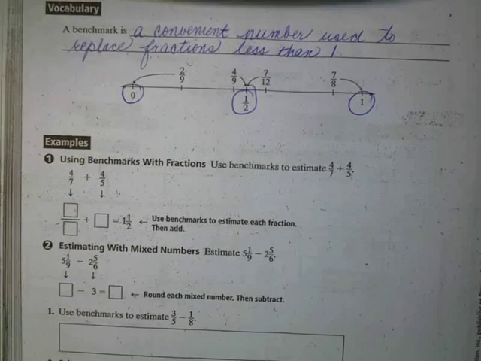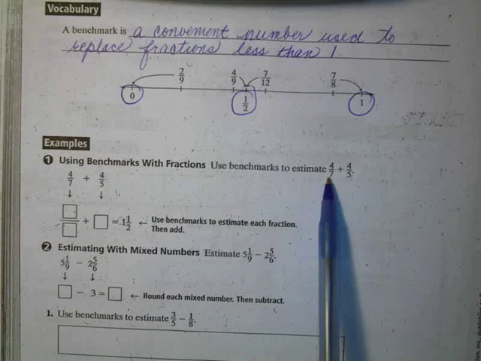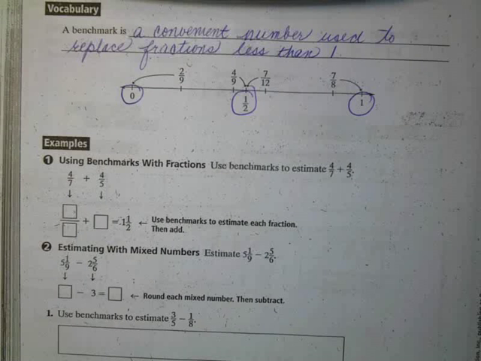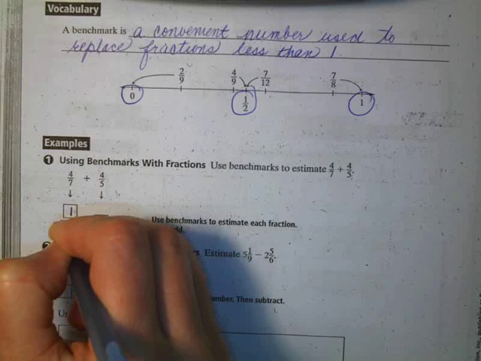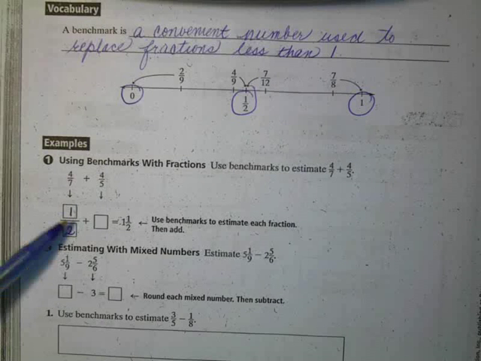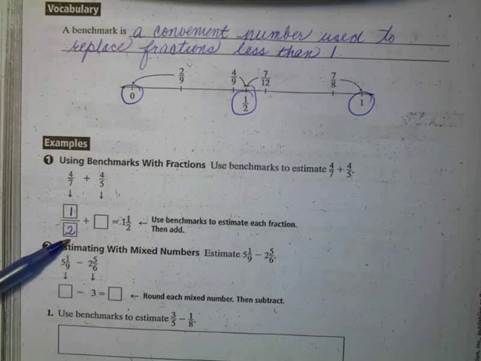Okay, so let's look here. Using benchmarks with fractions. Use benchmarks to estimate 4/7 plus 4/5. Now when you think about 4/7, 4/7 is very close to 1/2 because half of 7 is 3 1/2. I always focus on what would the half be. 3 1/2 is half of 7, so that's just slightly more than a half. So I'm going to round that to 1/2.